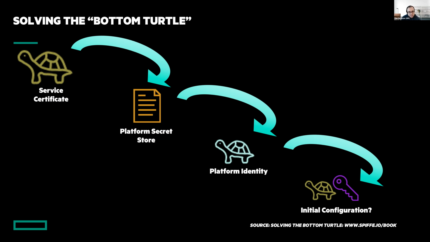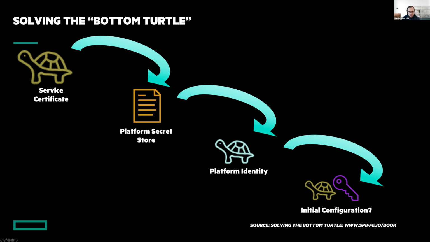Yeah, sure. Thanks, Umair. So there's this expression for infinite regression called "it's turtles all the way down," and we actually wrote a book just a couple months ago called "Solving the Bottom Turtle," which you can get here. But what we're referring to there is that in every security system, you've got a chain of trust. So you've got maybe a certificate for your service that then depends on a secret store from the platform, some kind of identity for the platform.